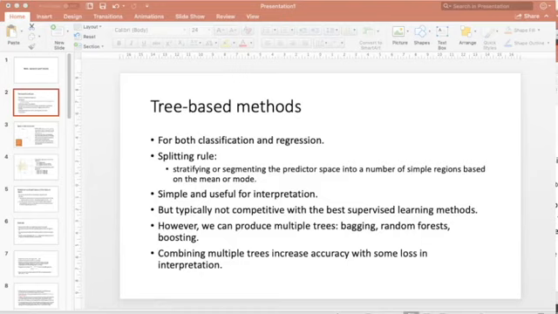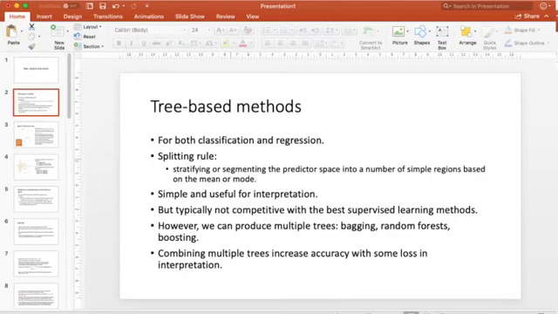So the most distinctive thing about a decision tree is the splitting rule. So splitting rule, what does it mean? Okay, the word split means that we stratify or we segment or we group. Okay, we make distinct groups, we make different segments, we make different stratifications based on the predictor space. Okay, this predictor space is the predictor variable, the x variable, the space in the x variable.